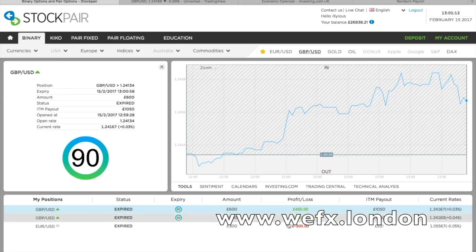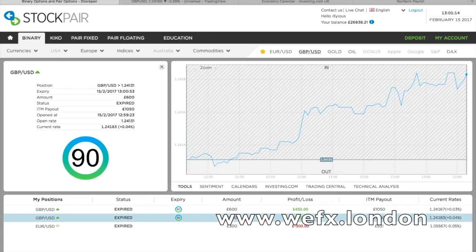And there we go. There's both those trades won. So that's 450 profit on both of those. Makes up for the last loss. And that's more or less a perfect trade, just like that.